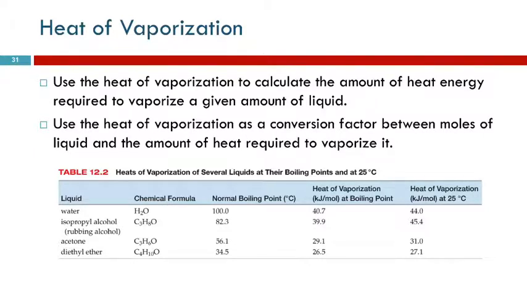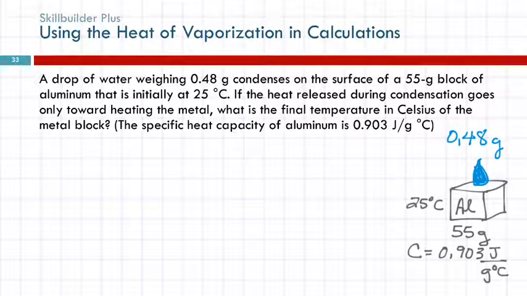Here's water. The heat of vaporization of water at the boiling point is 40.7. Are we at the boiling point here? No, we're at 25 degrees Celsius. This is a number that we'd have to go look up. They didn't give it to us in the problem. On an exam, I'd give it to you. 44 kilojoules per mole is what's released at 25 degrees Celsius. So delta H is 44.0 kilojoules per mole for the water.